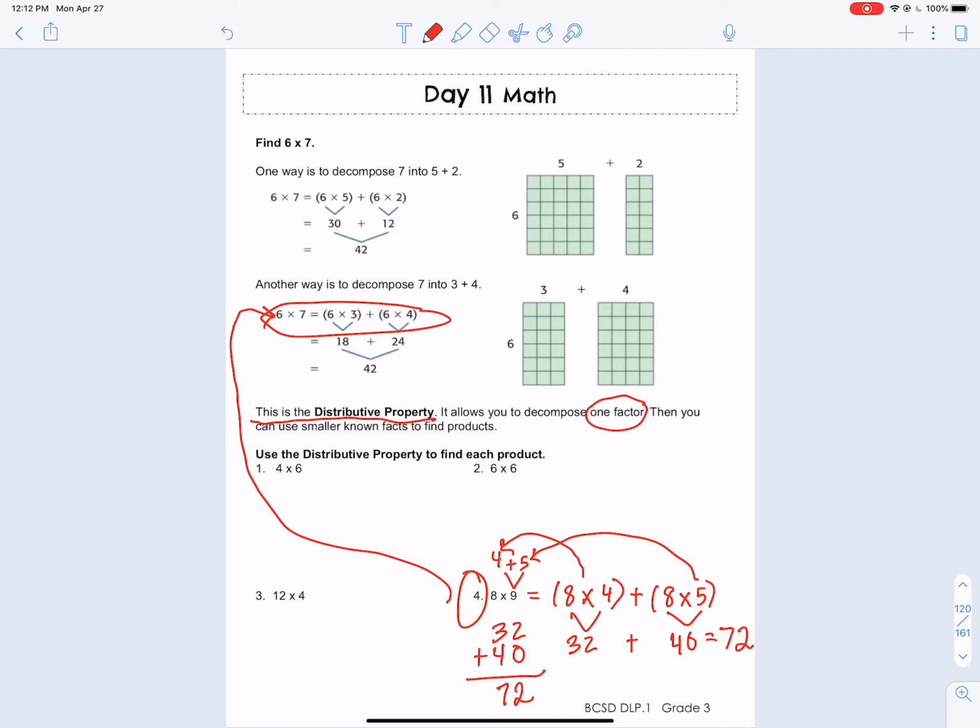So again, break apart the larger factor. It doesn't matter what two numbers you choose to break it apart. You just have to make sure it adds up to, in our case this time, 9. I could have chosen 6 and 3. I could have chosen 2 and 7. As long as it adds up to that number, you're fine.